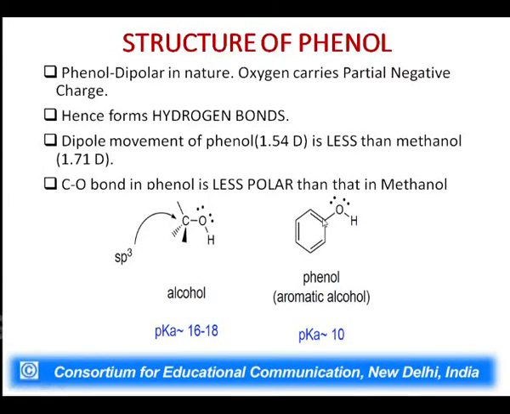So it will pull electrons more towards itself. So carbon and oxygen will have a partial double bond character here, because of the conjugation of the lone pair of electrons on oxygen with the pi electrons. And phenol will be, we can say, less polar as compared to alcohol. Not only this, the cleavage of the OH bond will be easier as compared to alcohol. This we will be seeing in the next slide.